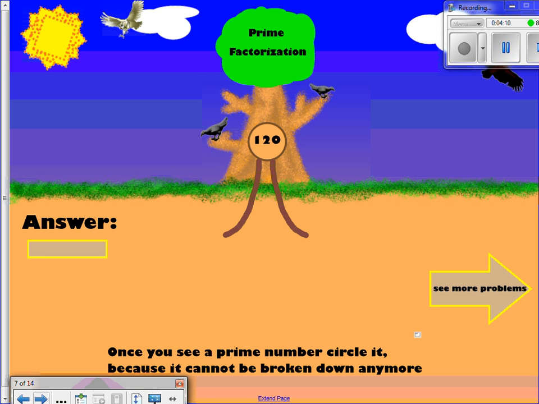120. Well, this one right here, we're going to start off with 12 and 10. Both of those are composite numbers, so let's break them down. 12, let's go 6 and 2. 10, let's go 2 and 5.